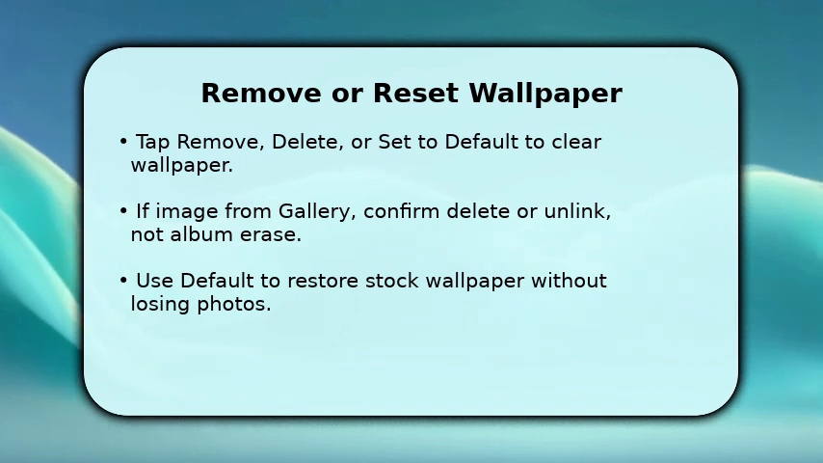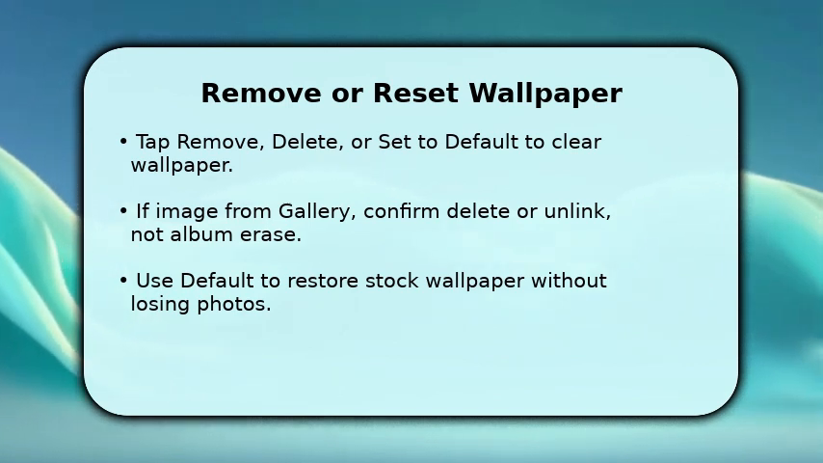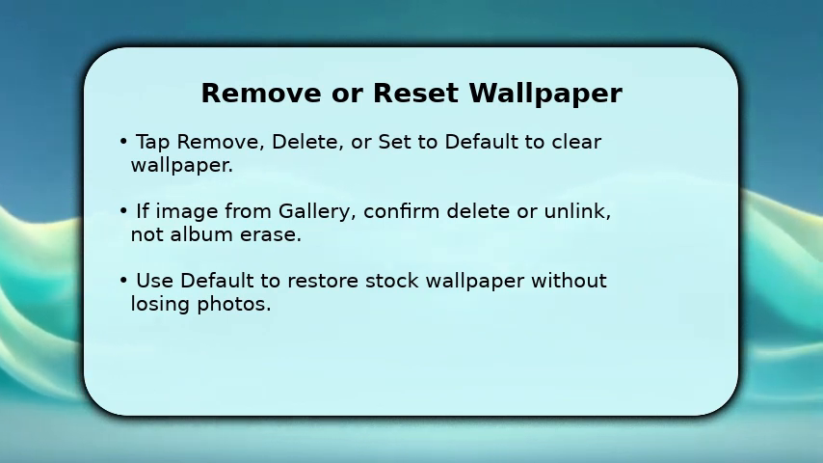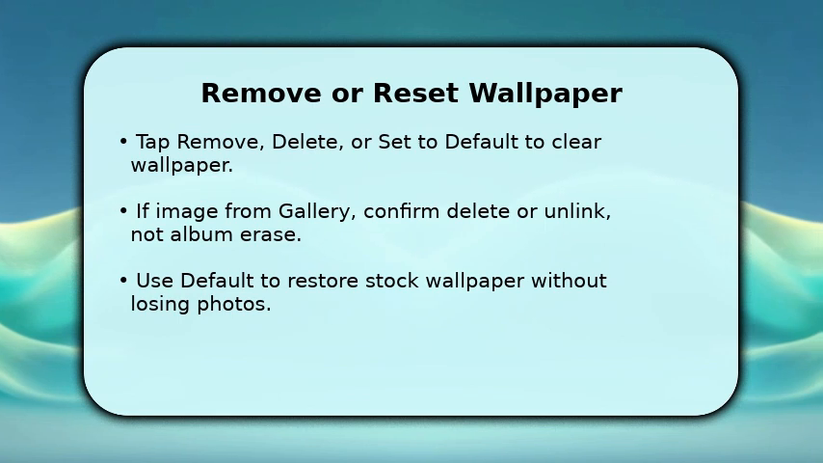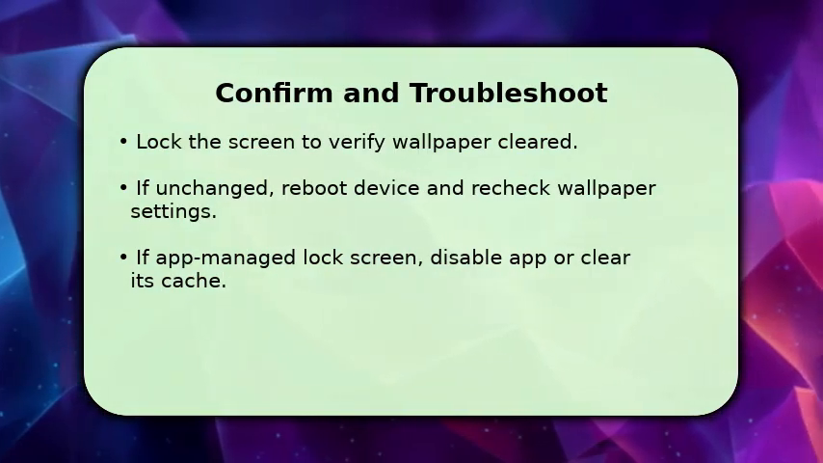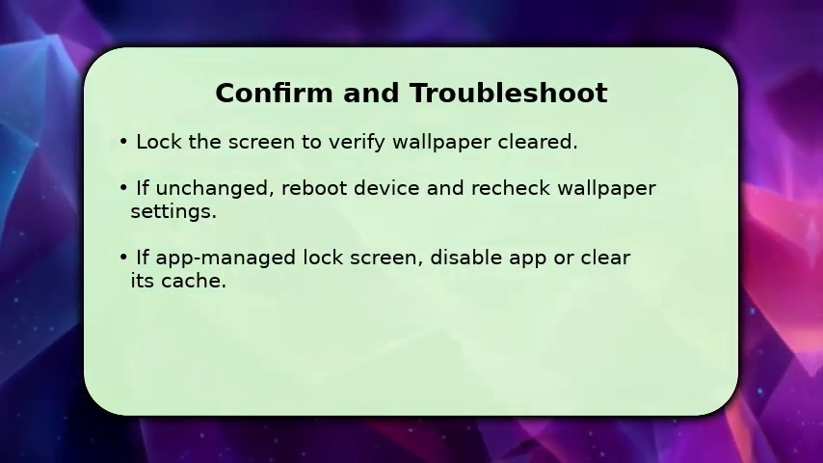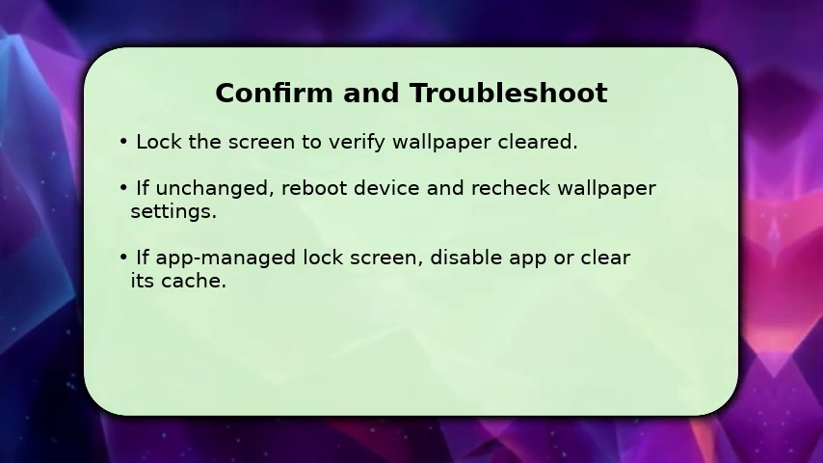Make sure to test lock screen immediately so you verify the change took effect. Finish by locking the device and checking the lock screen. This confirms the wallpaper is gone. If the wallpaper didn't change, reboot the device and reopen settings. Sometimes the system needs a restart to apply changes.